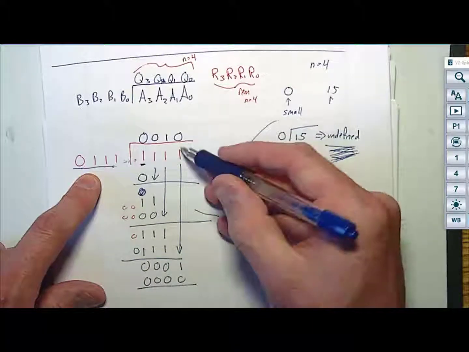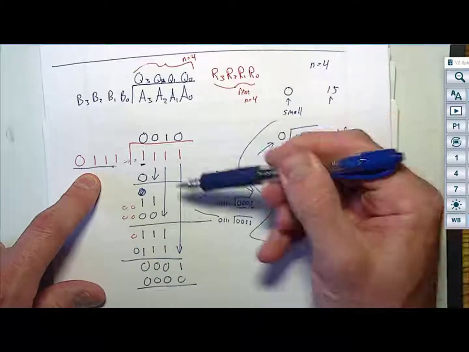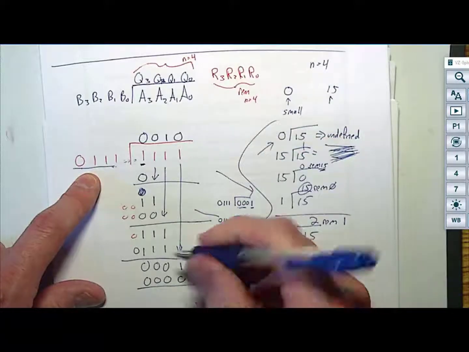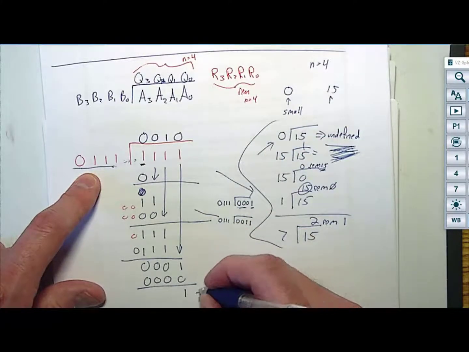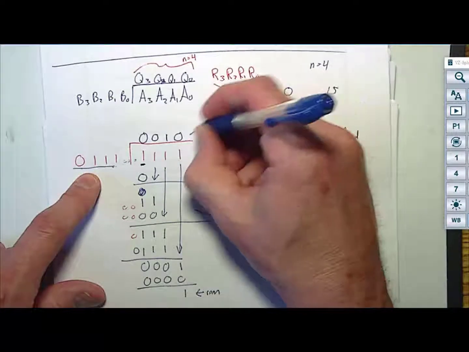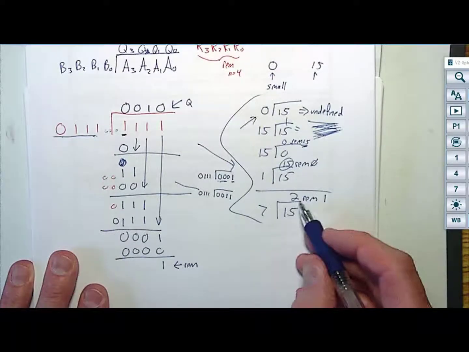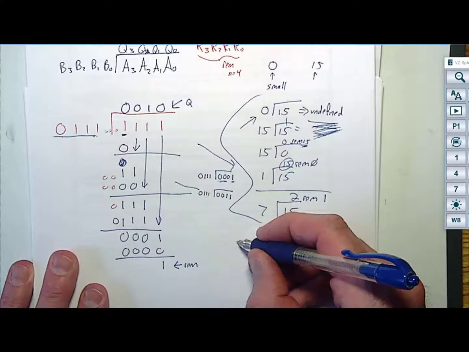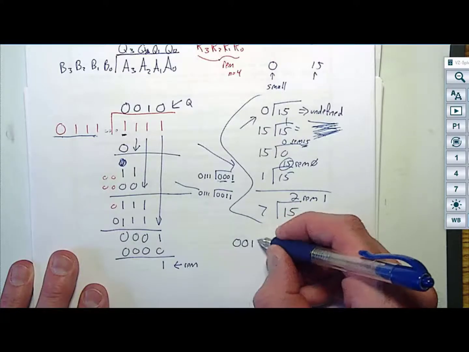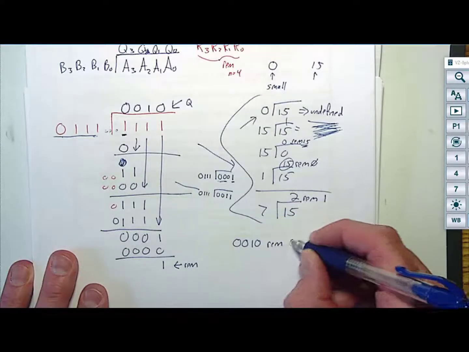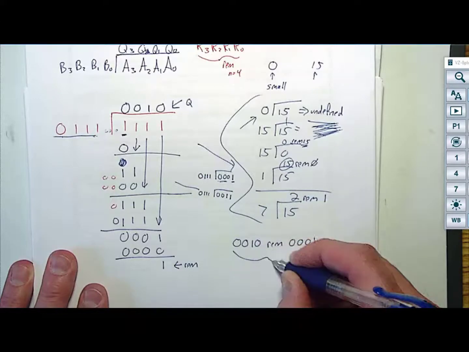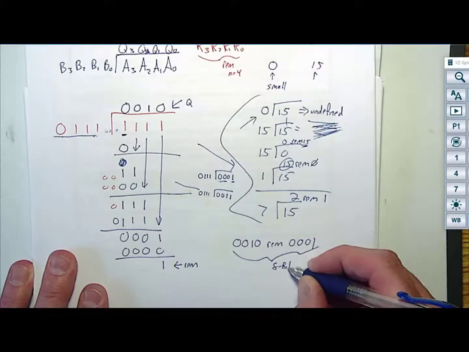I perform my final subtraction. I know it's the final subtraction because I'm in the least significant bit. The answer is 1. This is now my remainder. This is now my quotient. And the answer is not only correct, but what I would end up getting is 0, 0, 1, 0 with the remainder of 0, 0, 0, 1. This is now 8 bits.